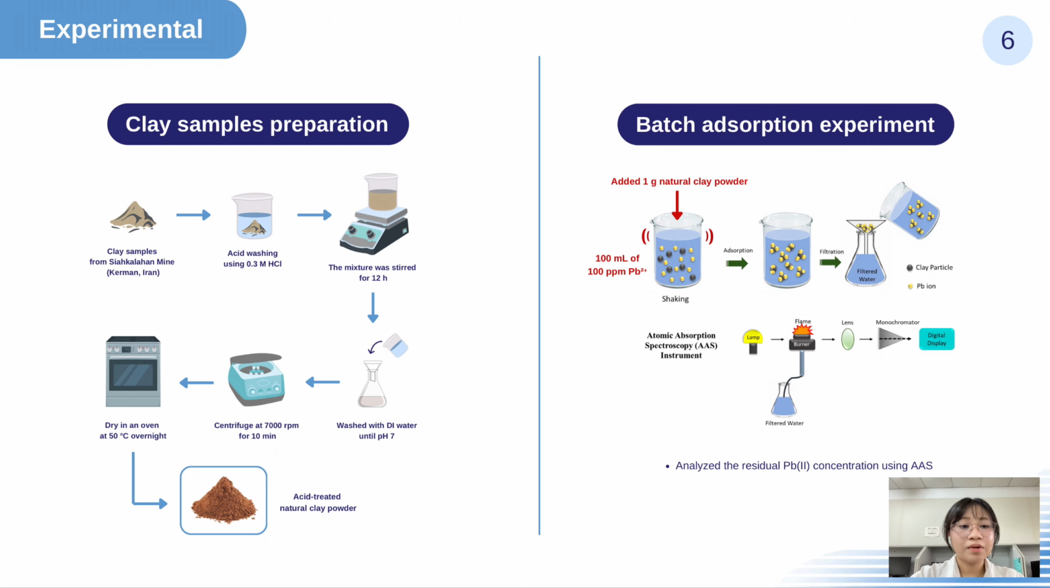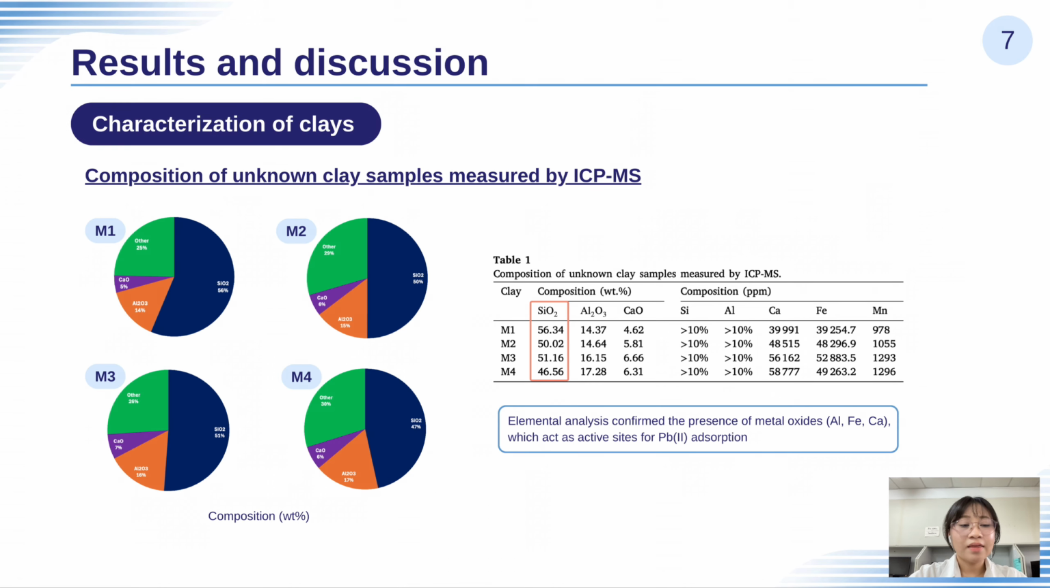First, clay samples from Shakalahan mine, Iran, was treated with acids and dried, and then 1 gram of clay was added to 100 ppb of Pb2+ solutions. After adsorptions, the remaining Pb concentrations was analyzed using AAS. Next is the result and discussion parts.